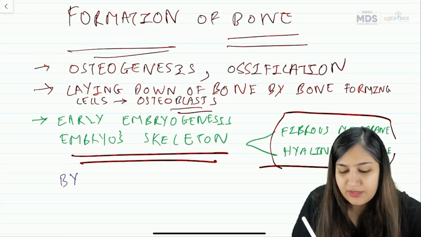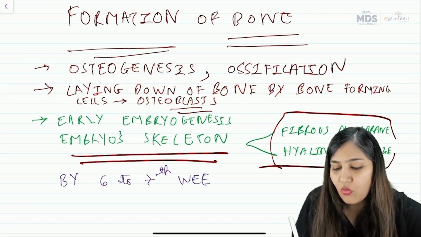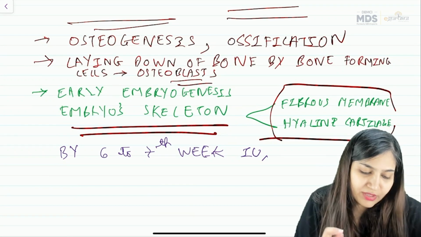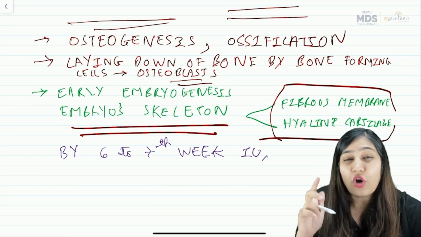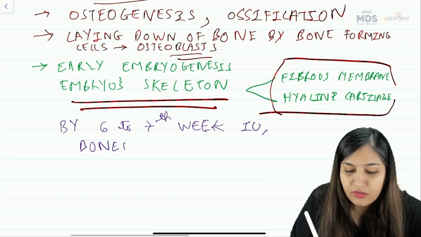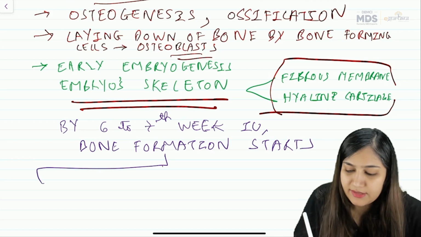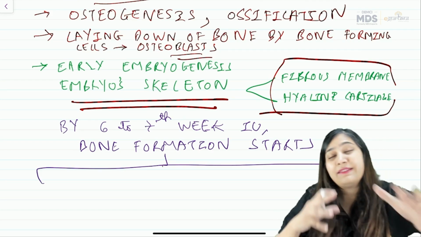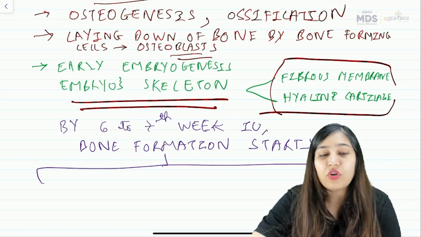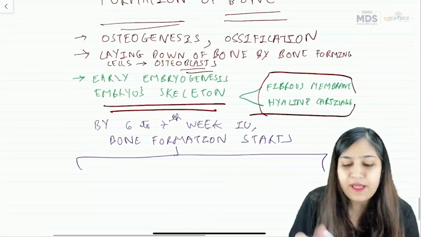But by the 6th to 7th week of intrauterine life, what will happen? Bone formation will start. This bone formation starts mainly through two pathways. Which are the two pathways here? Either intramembranous or endochondral bone.